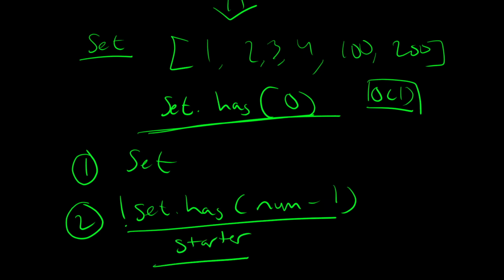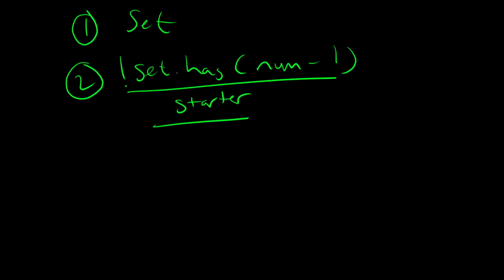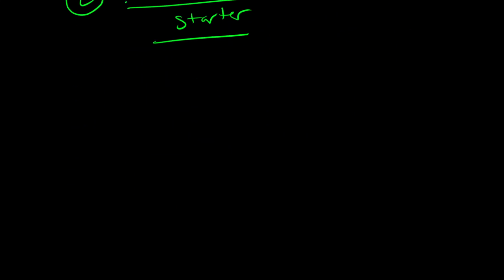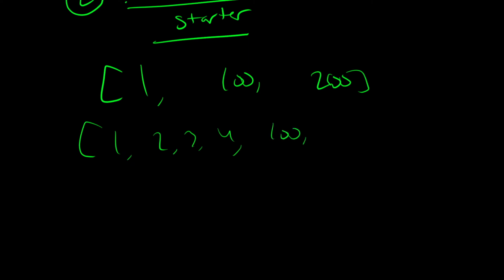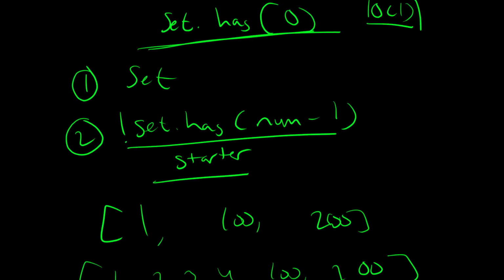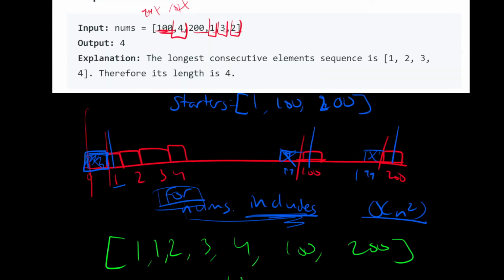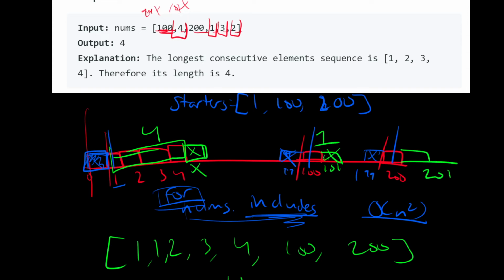Okay, so now we have our starters, and now we can figure out how long a sequence is that starts with a specific starter. We have our starters as 1, 100, 200, and our main array is 1, 2, 3, 4, 100 and 200, and this is going to be very similar. You know that a sequence ends when you don't have the +1. When 5 doesn't exist, if the set doesn't have the number +1, then that's the end of a sequence. Then you know that this sequence length is 4. Because 101 doesn't exist, this sequence length is just 1. And because 201 doesn't exist, this sequence length is just 1 again.